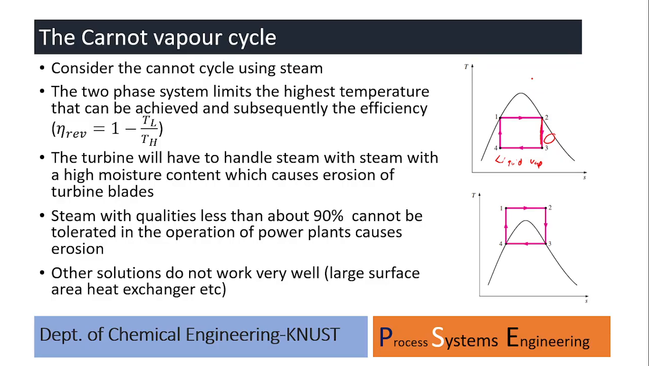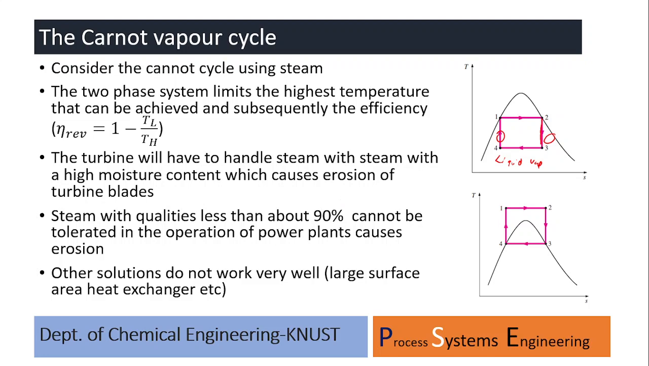Otherwise, the moisture can cause the turbine blades to start to erode, right? And then there's also the problem of pumping a two-phase mixture as well. So we are trying to pump our fluid, but we are pumping a mixture of liquid and vapor, which is more difficult in reality, right? So what we can do is shift the graph to look for the best thing to do.